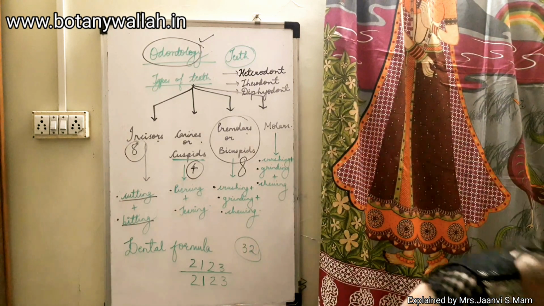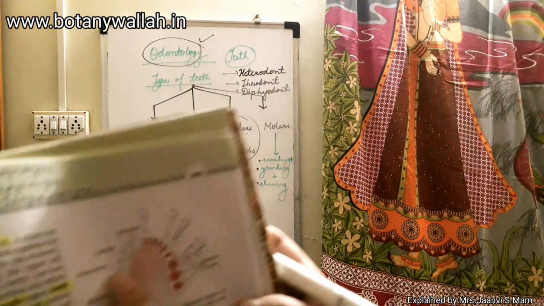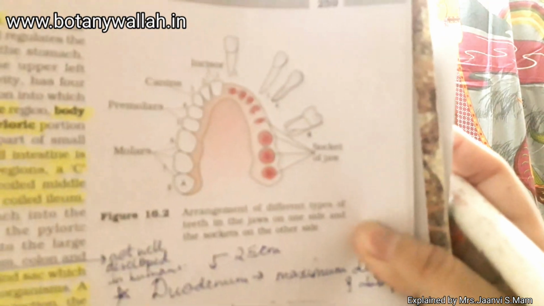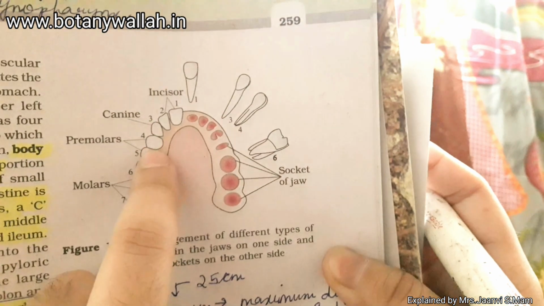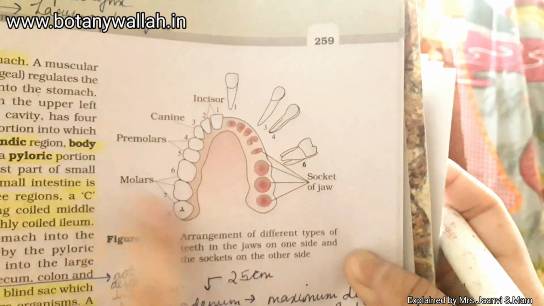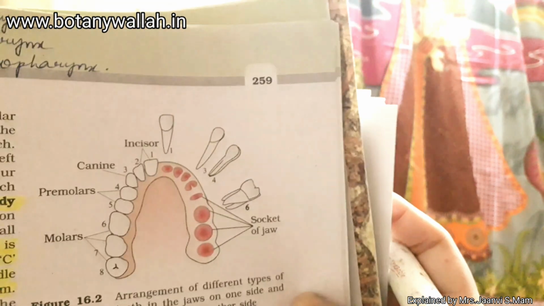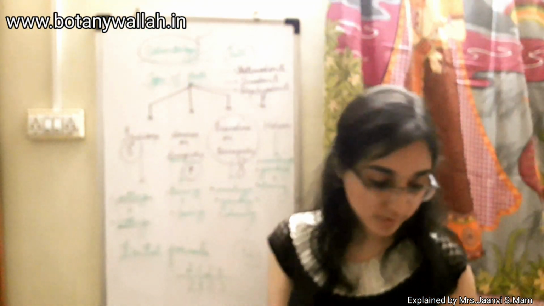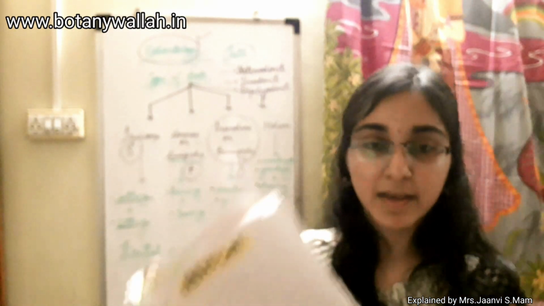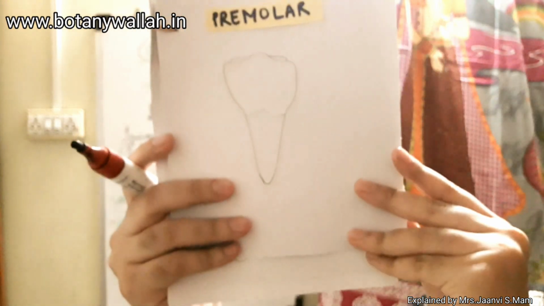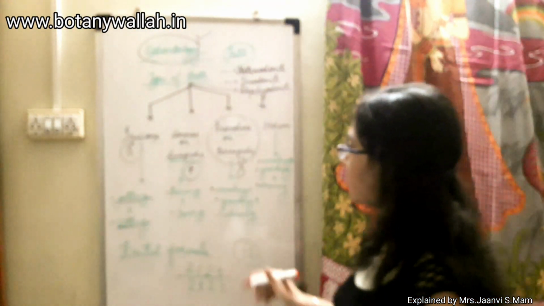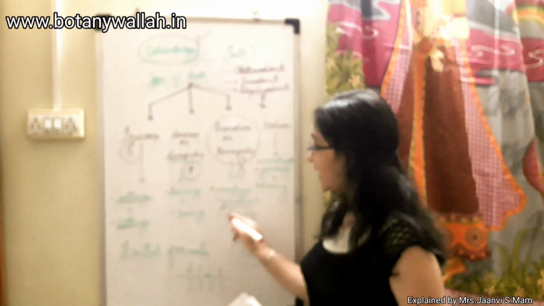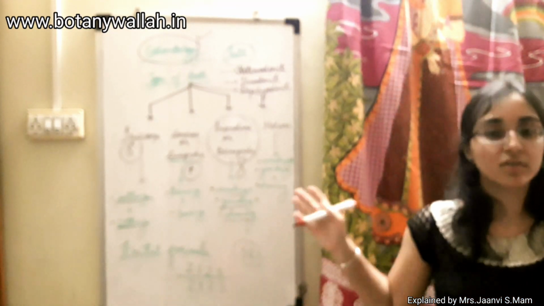As I told you, see here, we have 2, and the same here 2. This is the lower jaw. Same for the upper jaw, it will be 2 and 2. So in total there will be 8 premolars. This is the image of a premolar, which is single rooted. Next, it is used for crushing, grinding and chewing purposes. So this is the function of it.